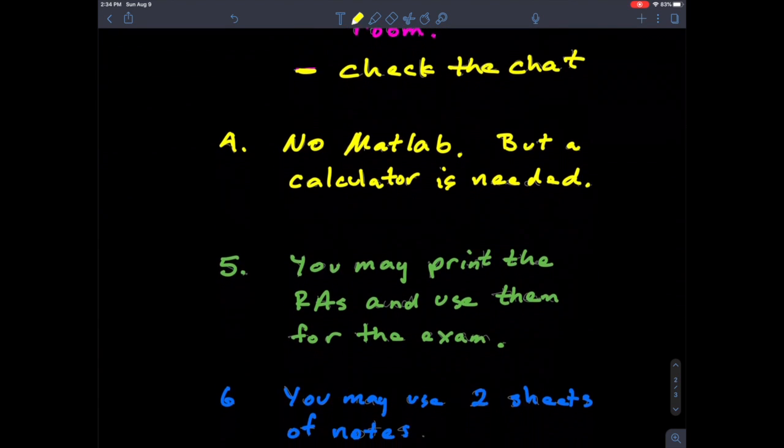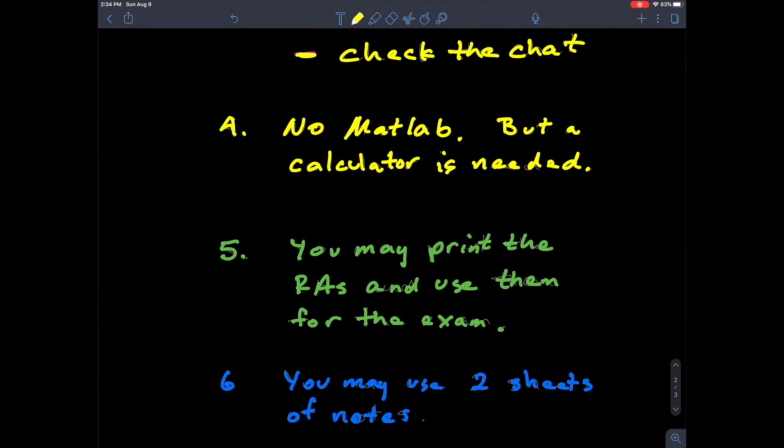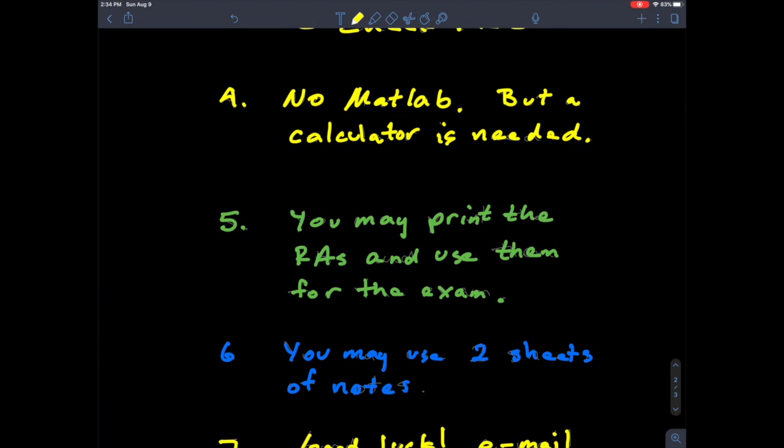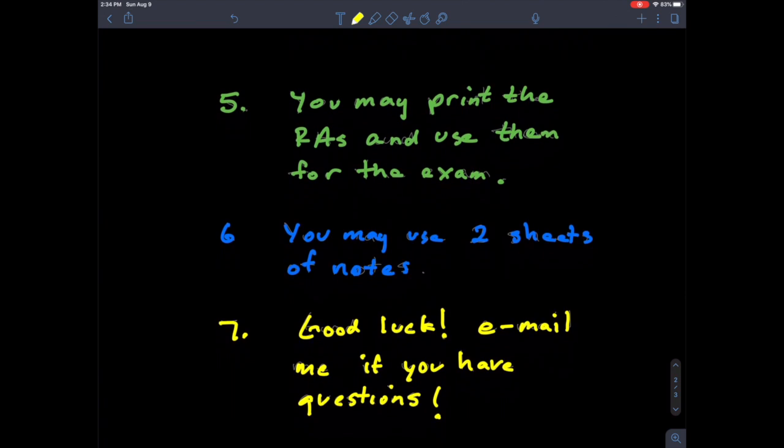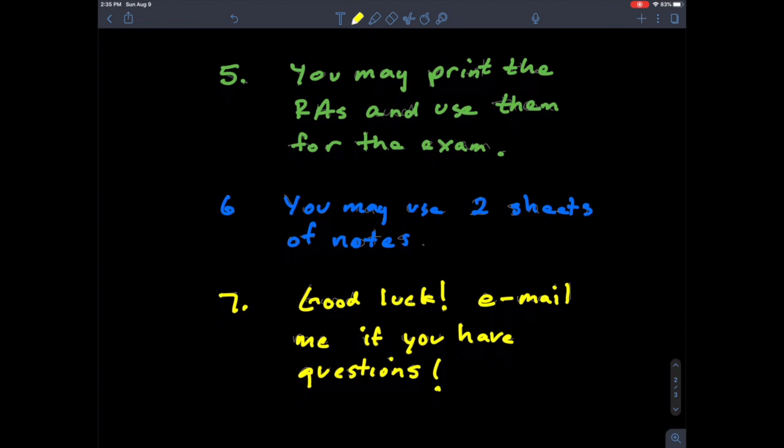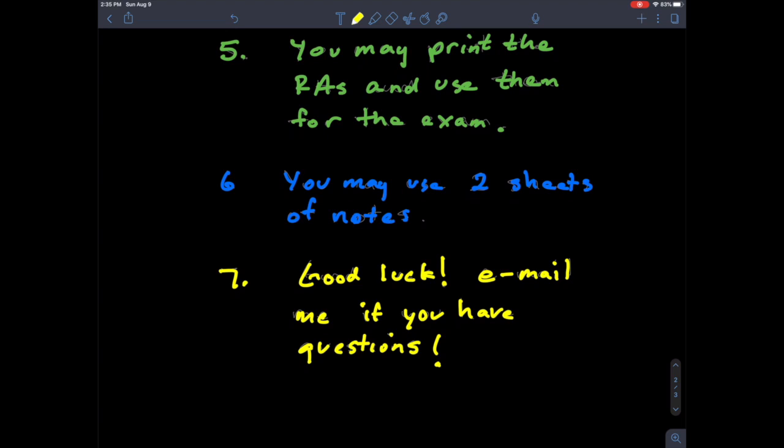Step 4, no Matlab. We're not going to use Matlab for the final, but you're going to need to use a calculator. You can print all the reading assignments like we did before and use them for the multiple choice questions. Those should be helpful. On all the other midterms, I let you have 1 sheet of notes. This time you can have 2 sheets of notes. Those are the main things.